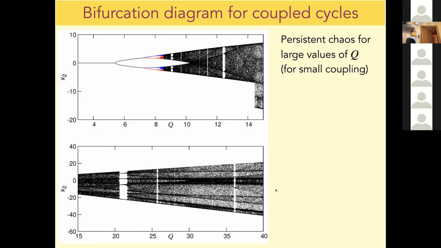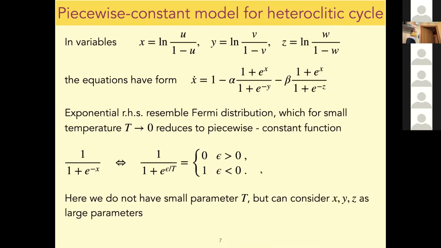And the rest of my talk, which will not be too long because I want to catch the schedule, is about how we can understand this picture more or less, to some extent analytically. To this end, we build what we call a piecewise constant model for the heteroclinic cycle.